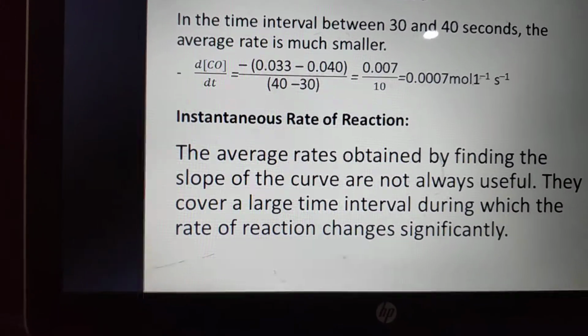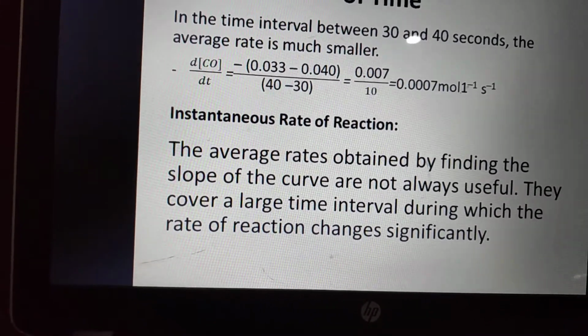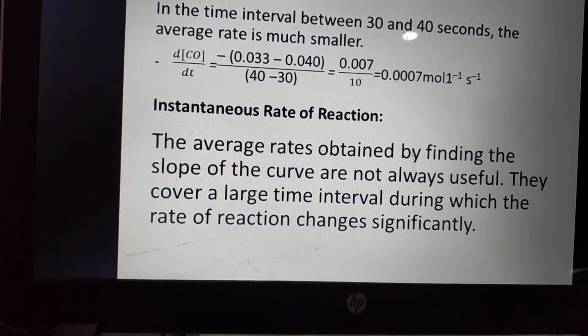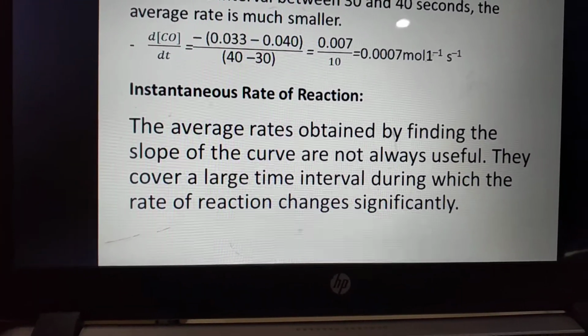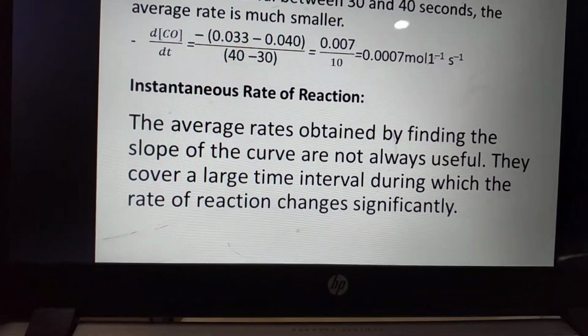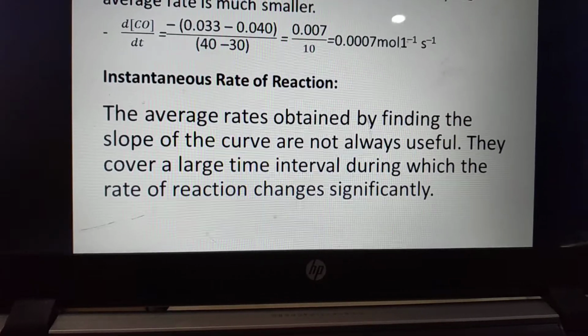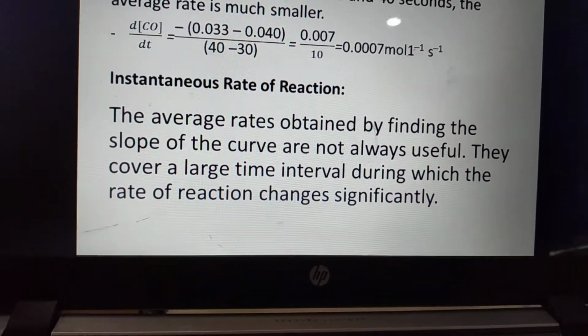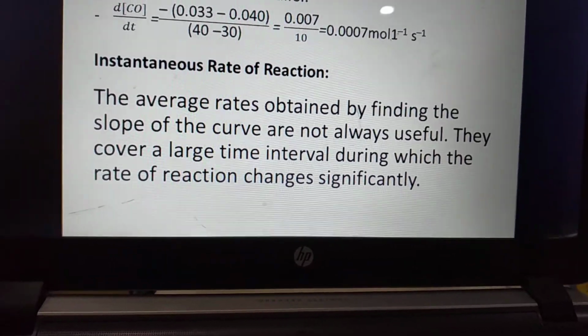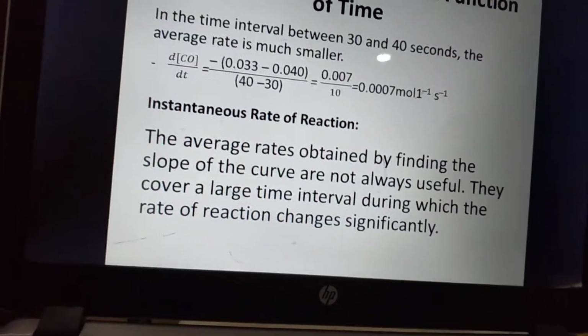Next is the instantaneous rate of reaction. Instantaneous means at any time, at any moment. The average rate is obtained by finding the slope of the curve. Slope is dy over dx of the curve at any point. Average rates are not always useful because they cover a large time interval during which the rate of reaction changes significantly.